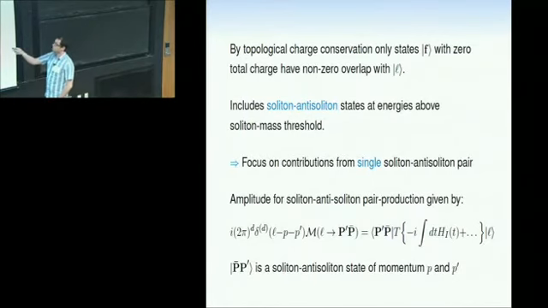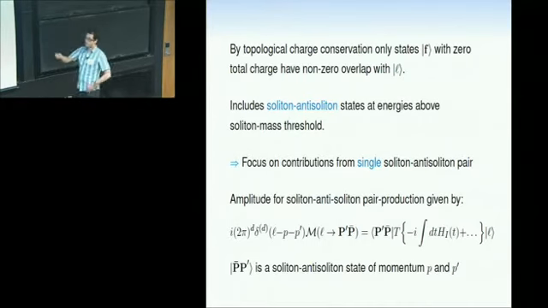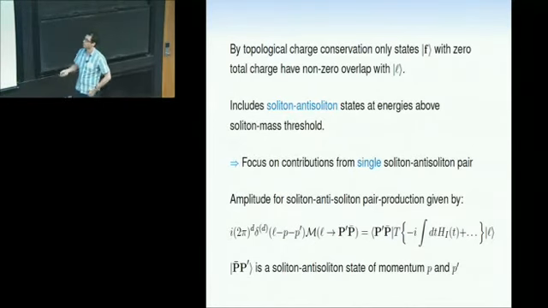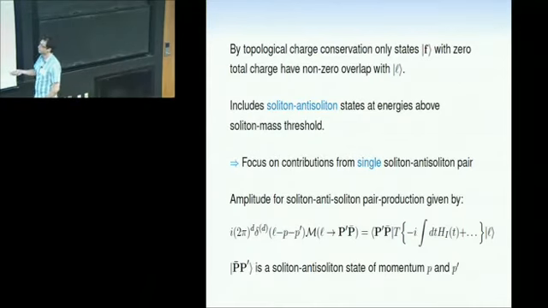This includes, as I said, soliton and anti-soliton states above some particular energy threshold, which is equivalent to the energy of the incoming gluon being twice the soliton mass. And even though you can have a host of such multi-particle soliton-anti-soliton states, the total topological charge of which adds up to 0, we'll consider here just a single soliton-anti-soliton pair for simplicity. So let's see what this amplitude looks like.